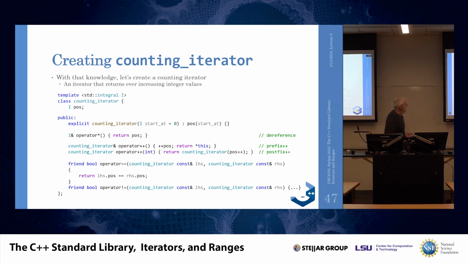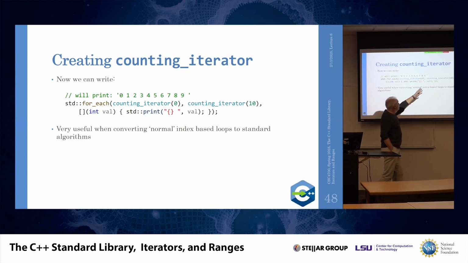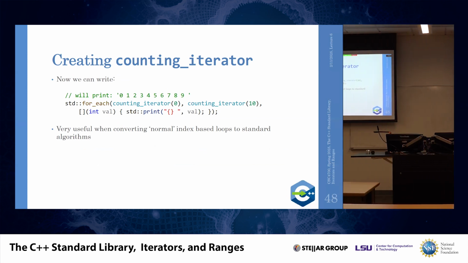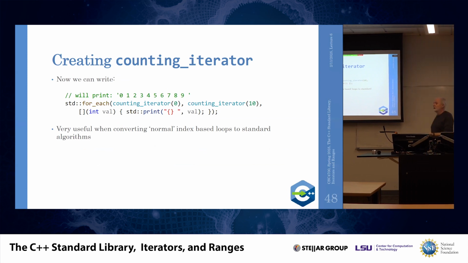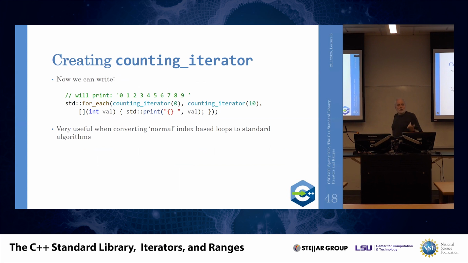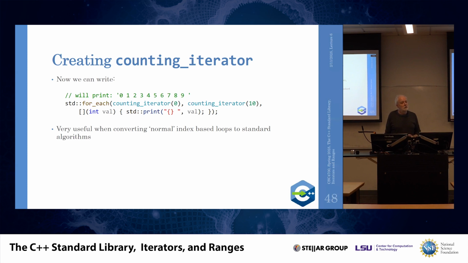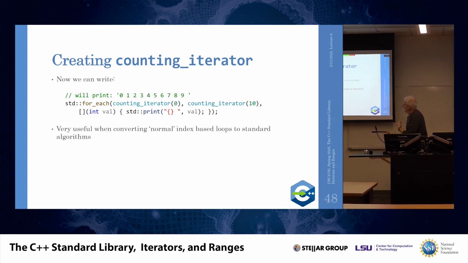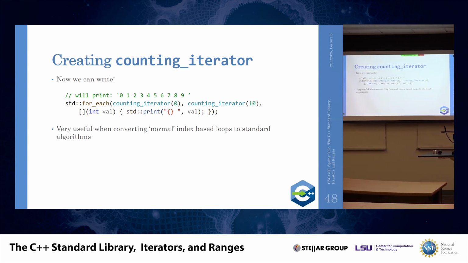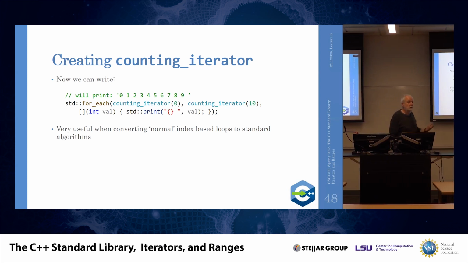So once we have implemented that, we can now write this. We can now say for_each counting iterator 0 to counting iterator 10, do call my lambda. And it will do exactly what we expect. So it's a very nice way when you want to convert a normal loop that goes over a range of integers into something that uses a standard algorithm. And since counting iterator is a real iterator, you can use it with any standard algorithm, as long as it conforms to the operations you want to supply.